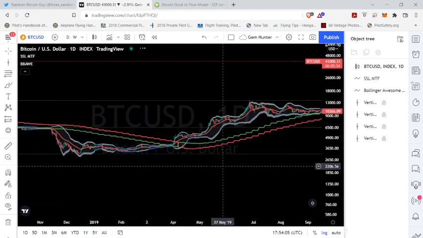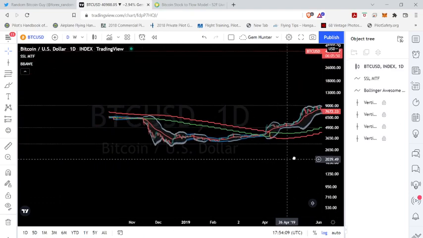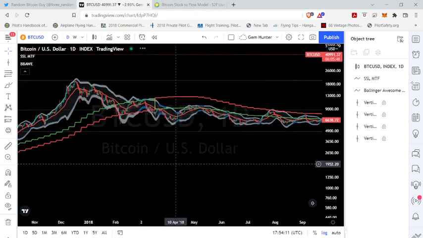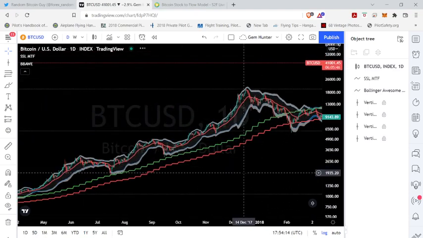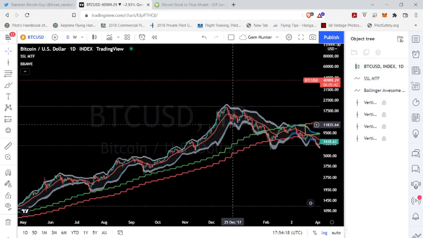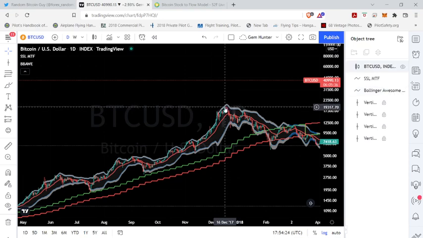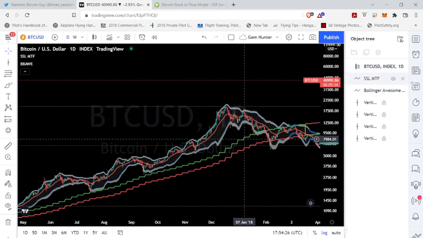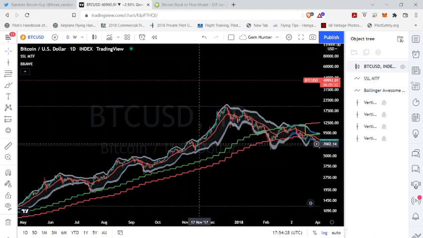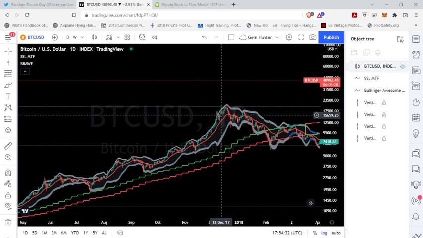Here it is. But you can see there were several days of just capitulation at the end of 2017 after it touched 20,000 and then just dumped. After that, we were way above the SSL, way outside here.